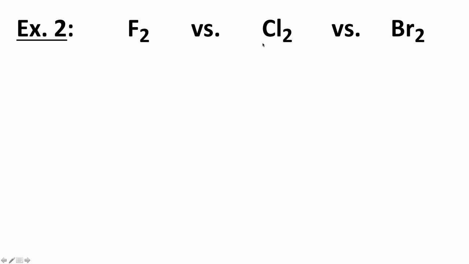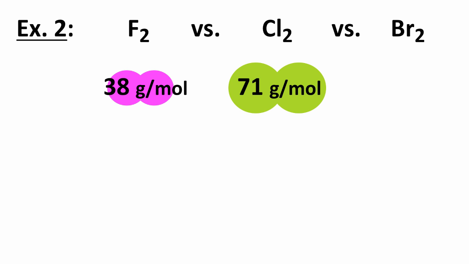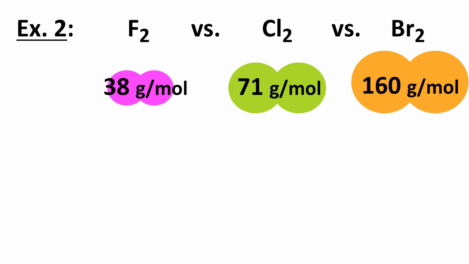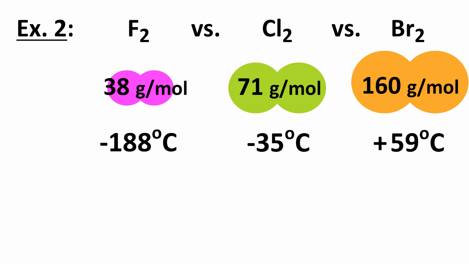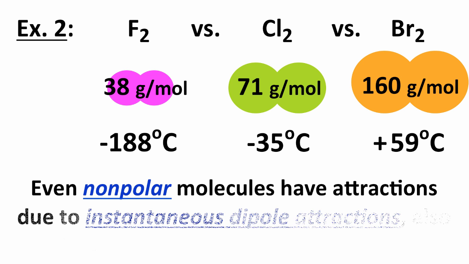Okay, second example, let's compare fluorine, F2, with its cousins in the halogen group, chlorine, Cl2, and bromine, Br2. And notice these are all diatomic molecules. They're all nonpolar, and the big difference is fluorine is about 38 grams per mole, chlorine is significantly larger, about 71 grams per mole, and bromine's about 160 grams per mole. And the boiling points of these substances are negative 188 degrees Celsius, negative 35 degrees Celsius, and positive 59 degrees Celsius. And we note that as the molecules get bigger, their boiling points increase.